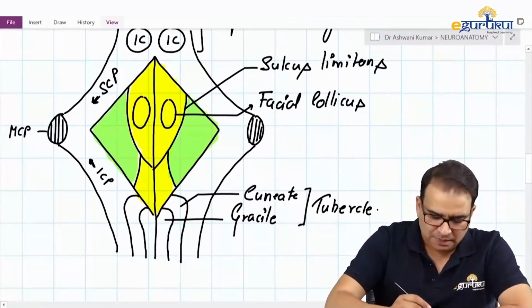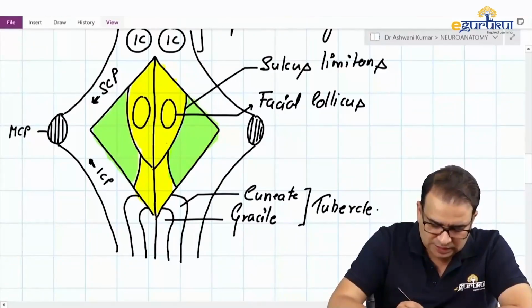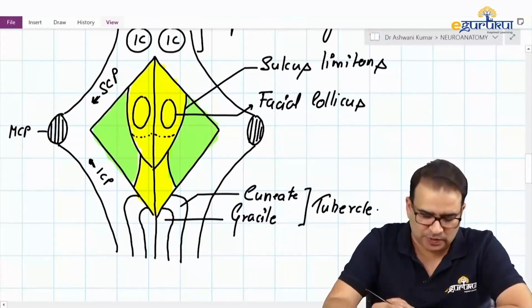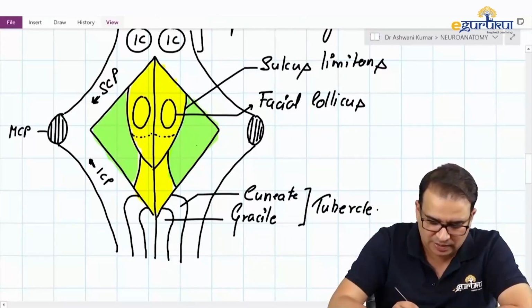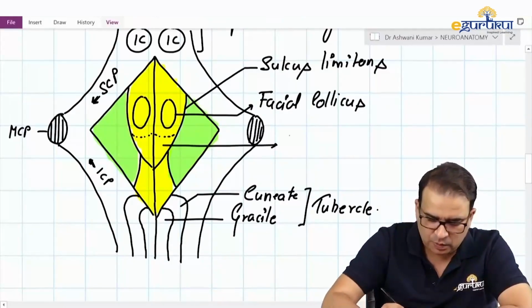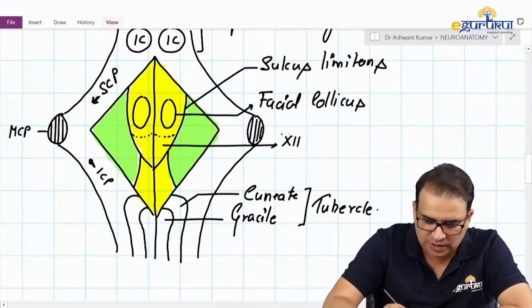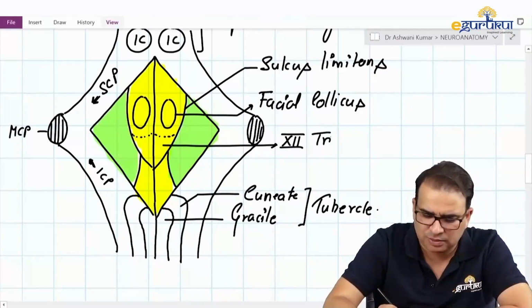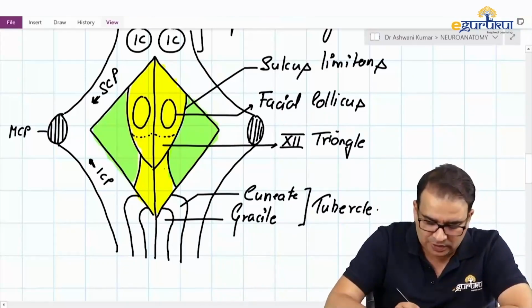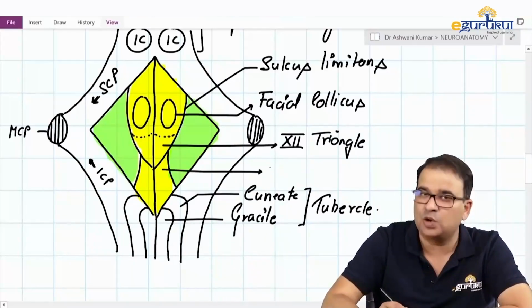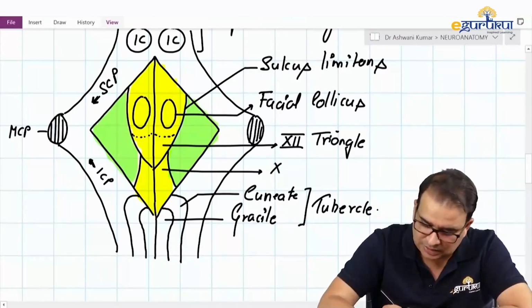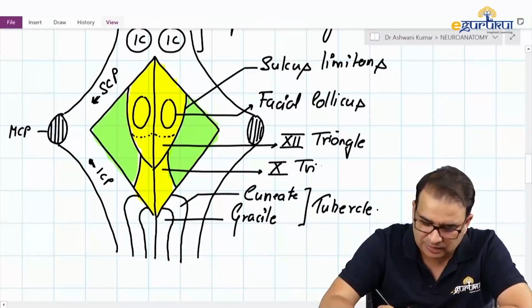Below the facial colliculus, this triangle here, if I mark this portion, we have a nucleus present deep to this. That is the hypoglossal nucleus present deep to this. So we call it the hypoglossal triangle, or trigone, as some authors say. And further below, we have the dorsal nucleus of vagus present here. That's why it is called the vagal triangle.